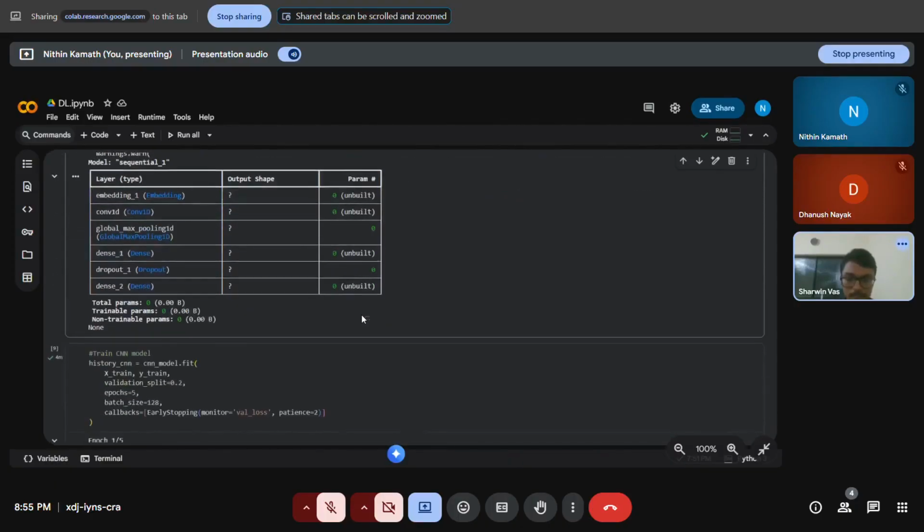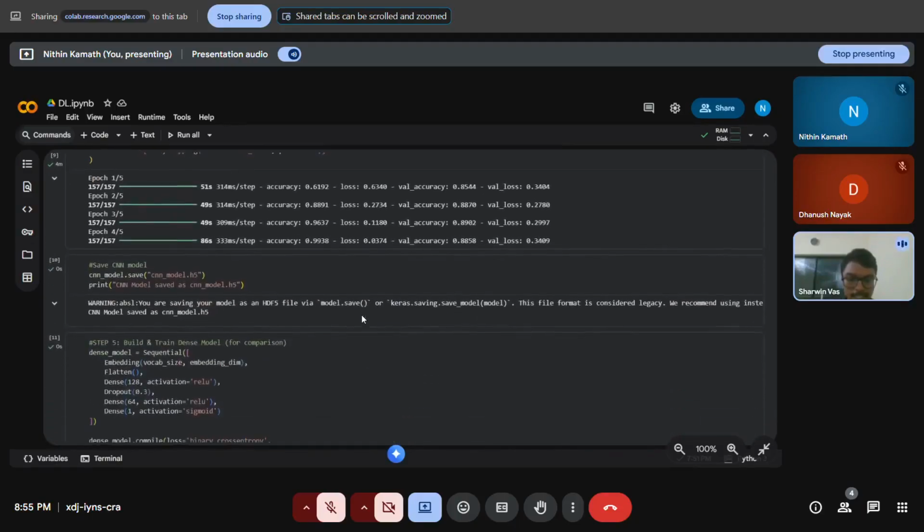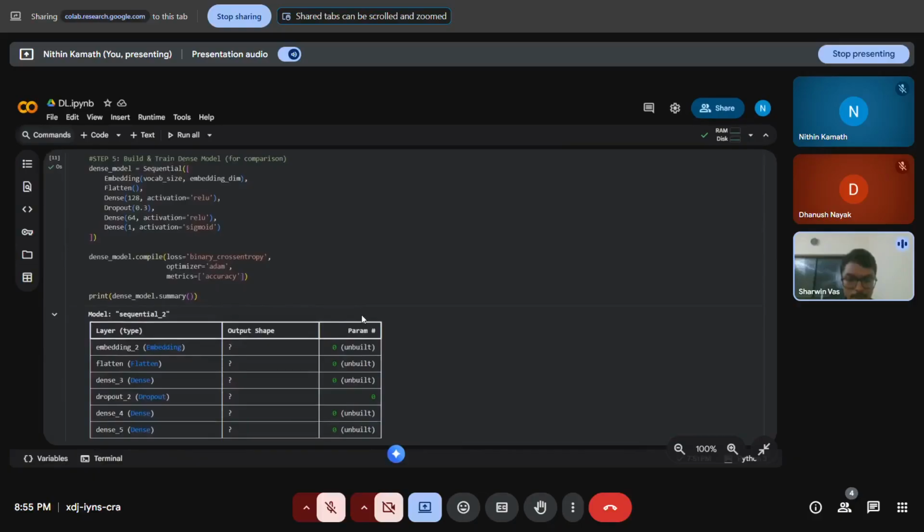Dense model. This is the simplest model, with embedding, flatten, and dense layers. But flattening loses the sequence structure, so accuracy is usually lower.